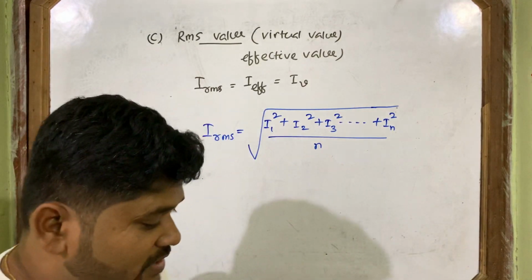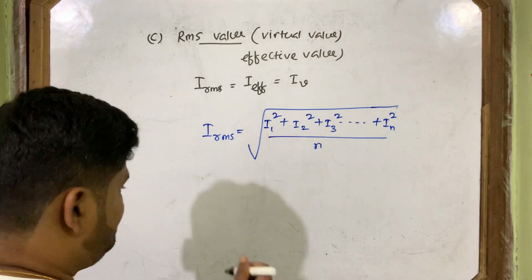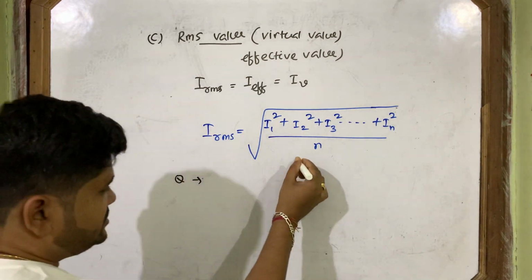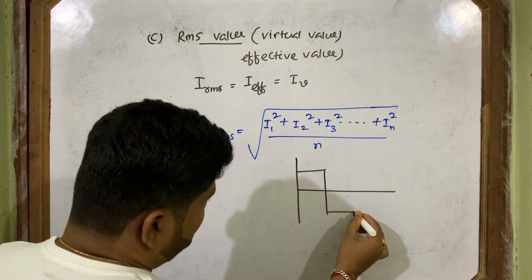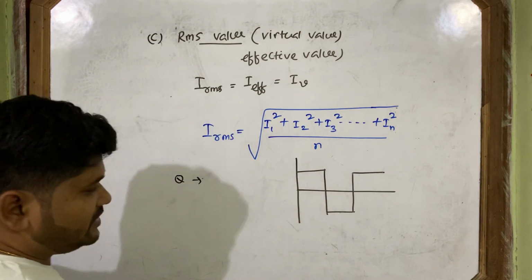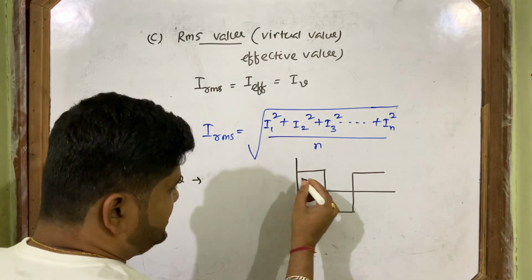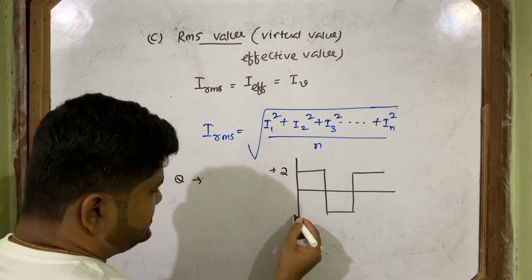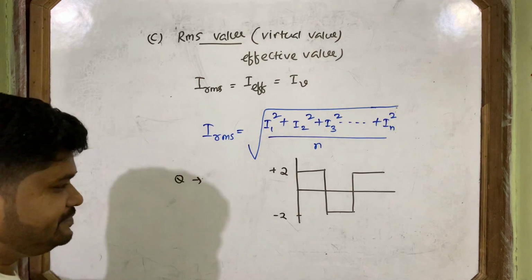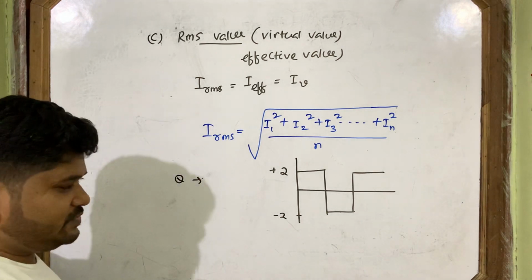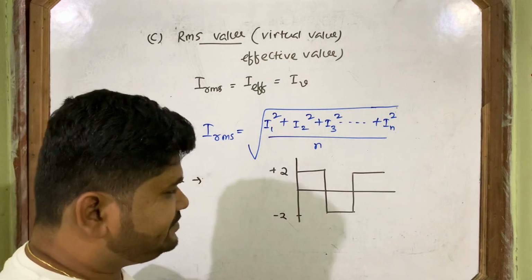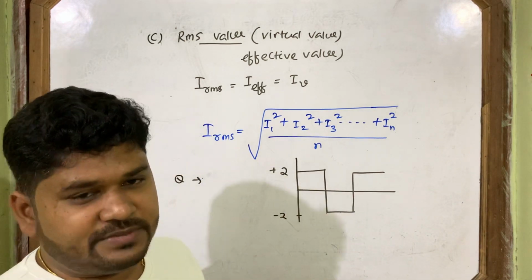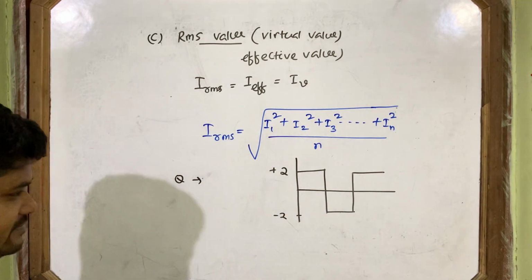Based on this formula, one question once came in the board examination. Very easy question. Anybody can do this one. The question is like this. This is plus 2, this is minus 2. The values were plus 2 and minus 2. The question was, find the RMS value. How will you find the RMS value here?